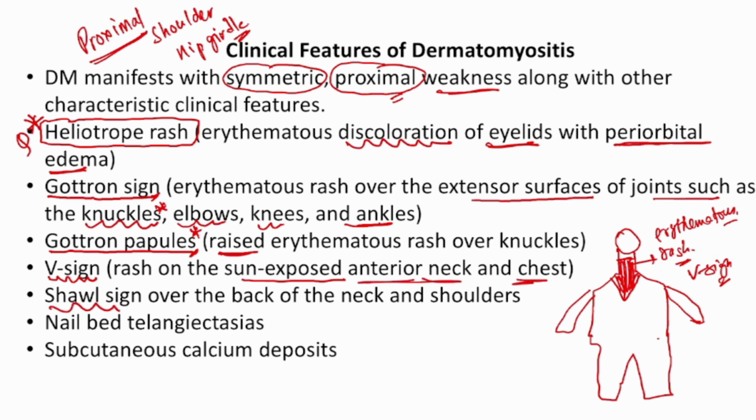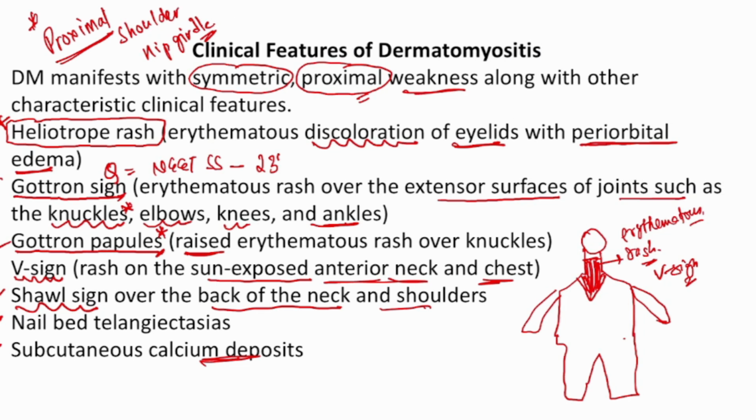Then there is shawl sign, a similar finding on the back of the neck and the shoulders, right? Shawl sign and V sign, Gottron sign and Gottron papule. This was a question which was asked in NEET SS, not in NEET PG, but NEET SS in 2023. Then there is nail bed changes. Nail bed telangiectasis means dilatation of the small vessels or capillaries around the nail bed. Then there are subcutaneous calcium deposits also. So these are the signs and symptoms of dermatomyositis. Remember, it is proximal, and there are a few named signs which we need to mug up.